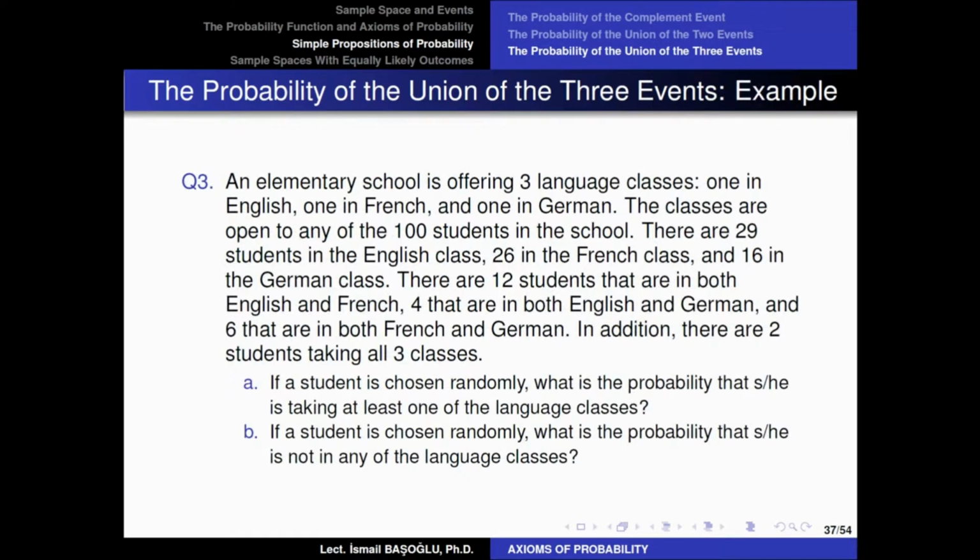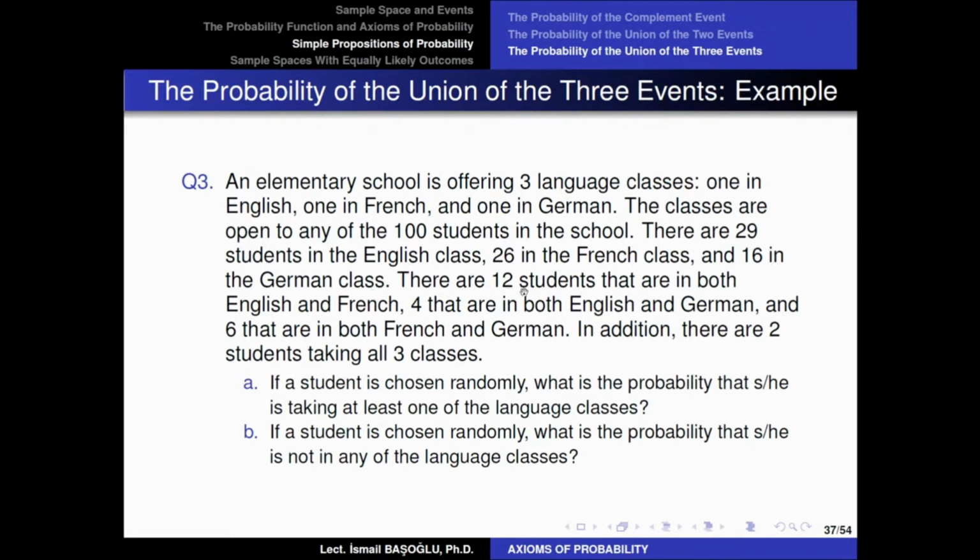In this question, though it seems very long, actually it is a rather easy question, easier compared to the second question. It says an elementary school is offering 3 language classes, one in English, one in French, and one in German. The classes are open to any of the 100 students in the school. So there are 100 students in the school and there are 3 classes. It says there are 29 students registered in the English class, 26 students registered in the French class, and 16 registered in the German class.